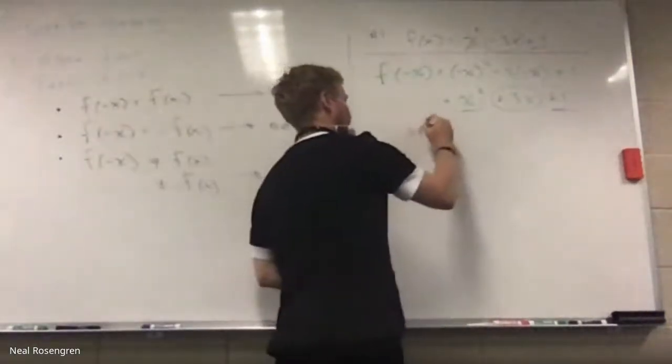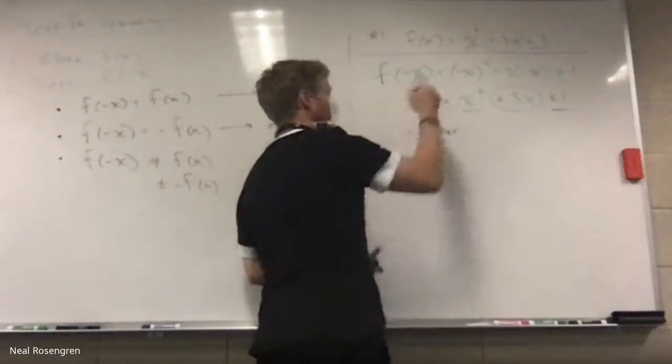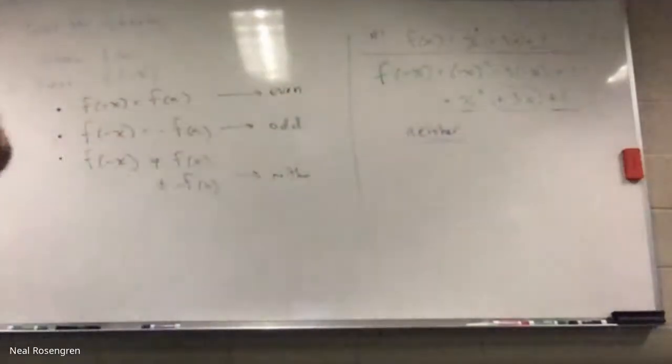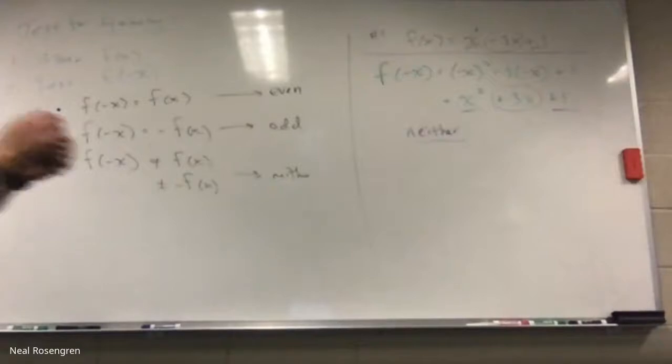Now, what kind of graph is this function going to make if it's x squared minus 3x plus 1? What shape? Quadratic, right? So what's the shape of the graph? And we know that those have symmetry. They don't have to have functional symmetry. Okay, good.